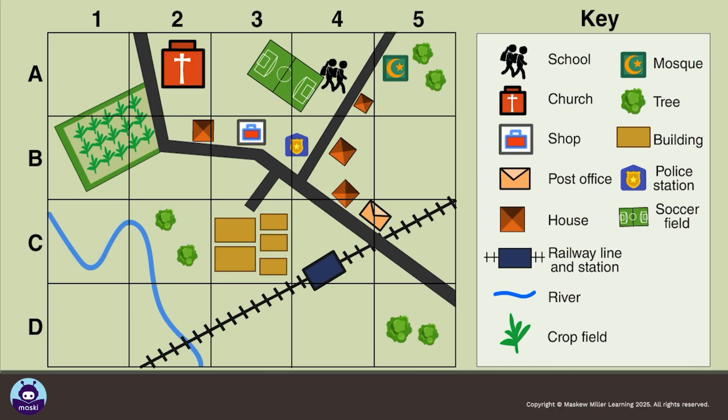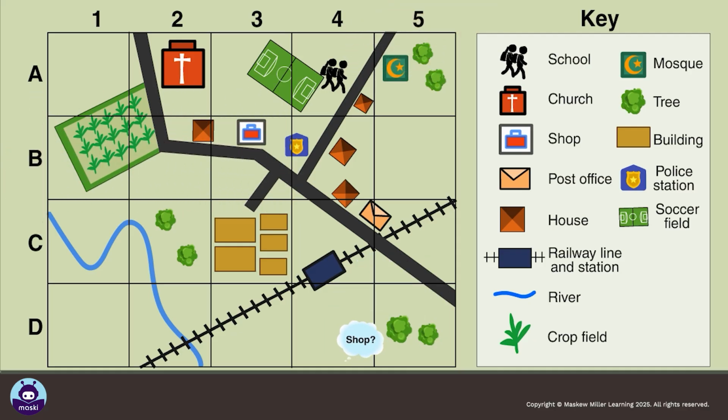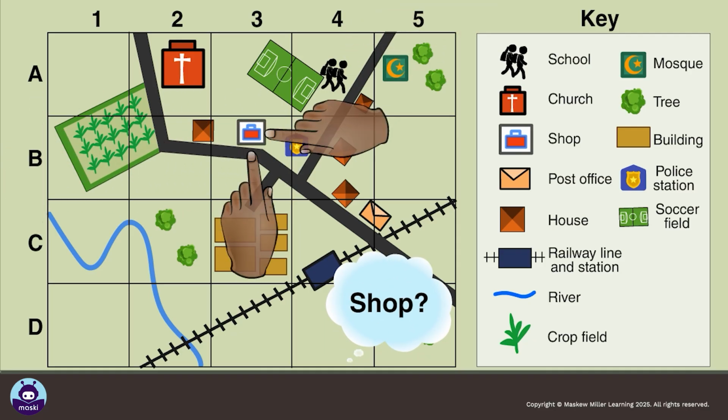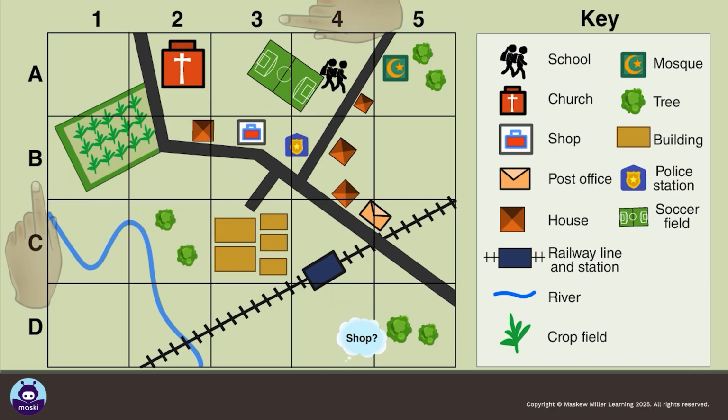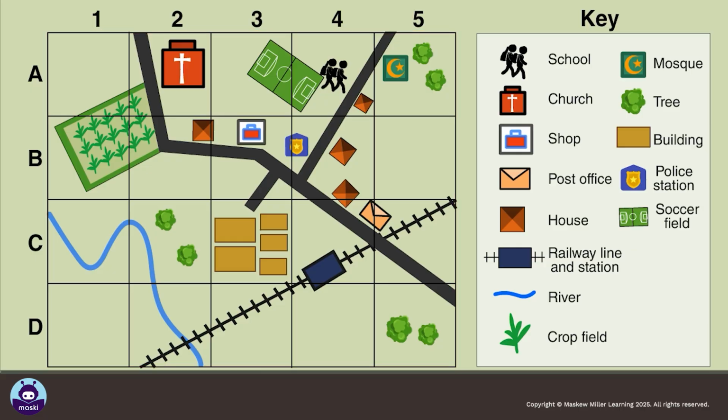If you wanted to tell somebody where to find the school, you would tell them to look at the grid reference A4. If you wanted to tell them where to find the shops, you would tell them to look at the grid reference B3. Our map now has symbols, a key, and a reference grid.